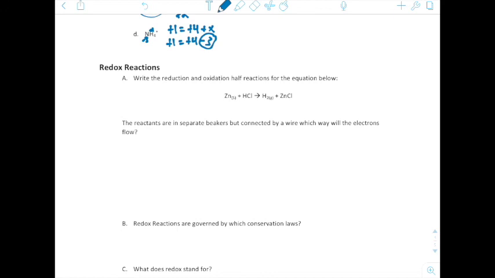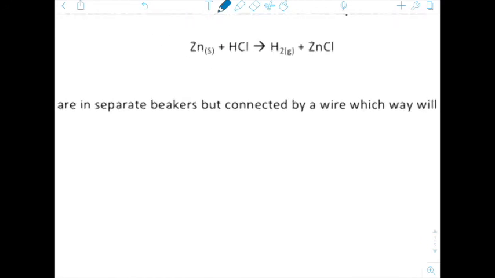It says write the redox reaction half reactions for the equation below. They're separated and put in 2 beakers connected with a wire, so they created a galvanic cell. Now what we have to look at is the change in oxidation states. So zinc is going to be 0, and this should be ZnCl2. This is 0. Hydrogen is +1, and we know that chlorine is going to be -1. When they change, now hydrogen is 0, zinc is going to be +2, and chlorine's -1.